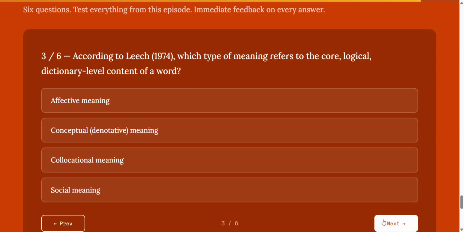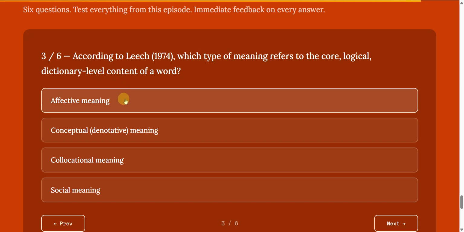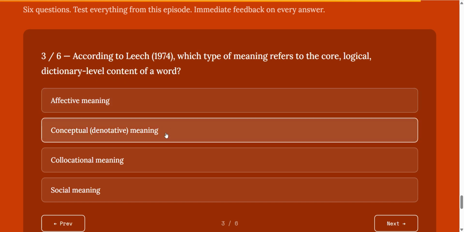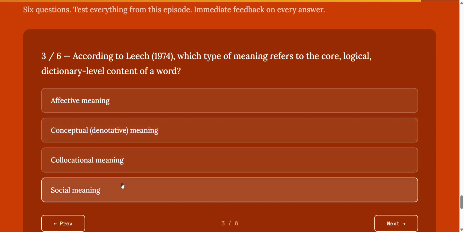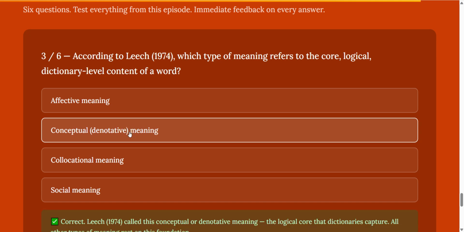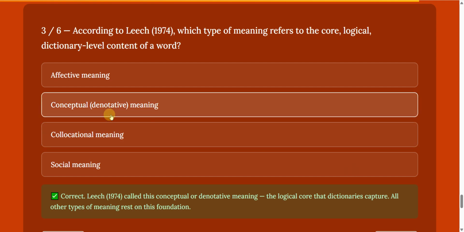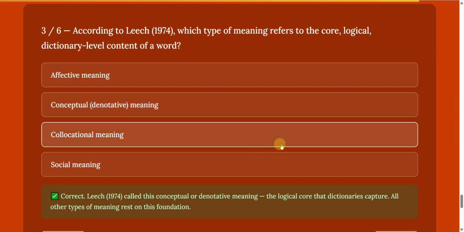Moving on to the third one. According to Leech, which type of meaning refers to the core logical dictionary-level content of a word? Affective meaning, conceptual or denotative meaning, collocational, or social. So dictionary meaning, as I have told earlier, we can take D and D as a trick to understand it.